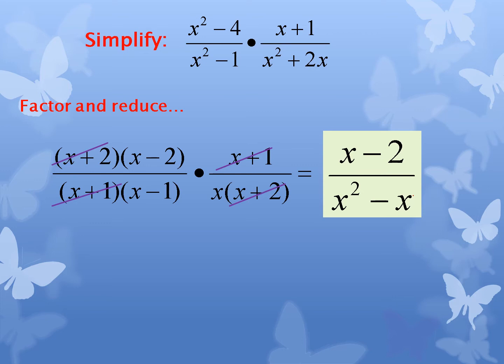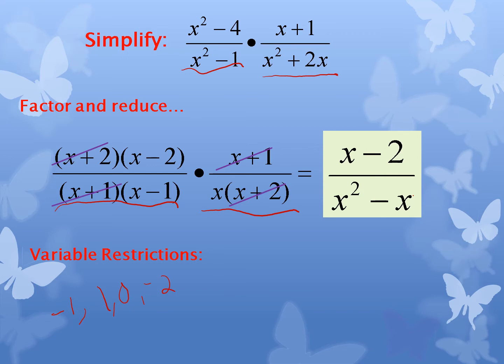Now we're ready to talk about variable restrictions. If I look at this denominator here, it is the same as this one. So right away I see that x can't equal negative 1 and it can't equal positive 1. And then if I look at this denominator right here, because I didn't flip and multiply, it's the same as that denominator down there. So I also see that x can't be 0 and it can't be negative 2.